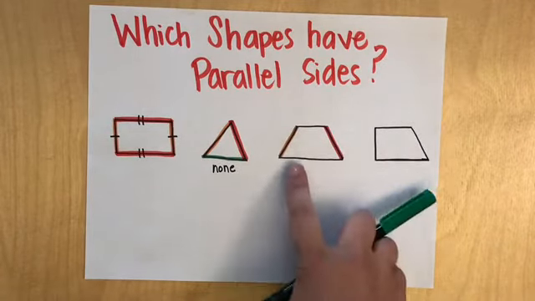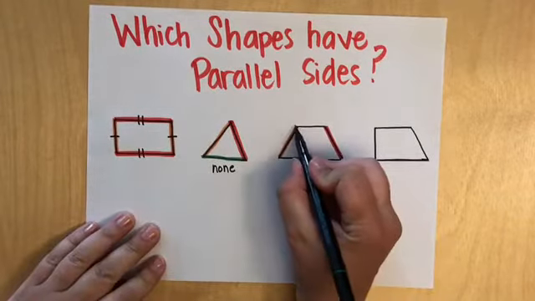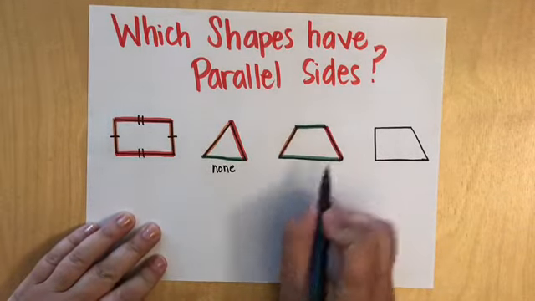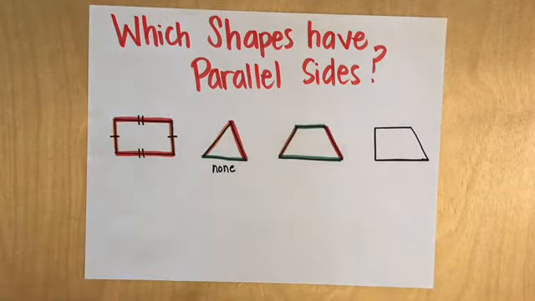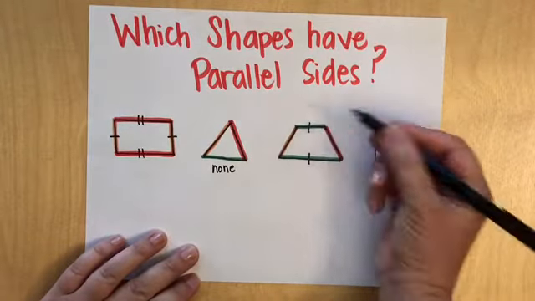But if I look at these two lines right here, this one and this one, those ones are parallel because if they keep going on forever and ever, they won't touch. So this one and this one, those are parallel.